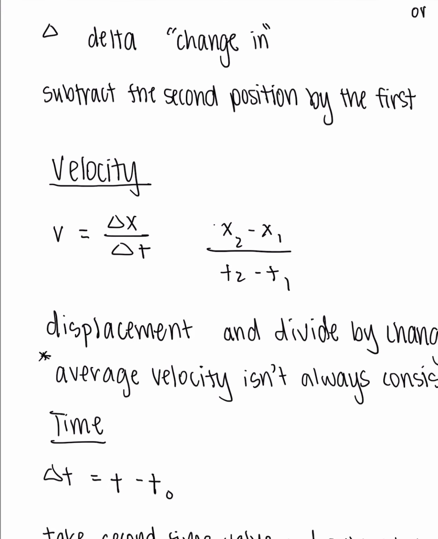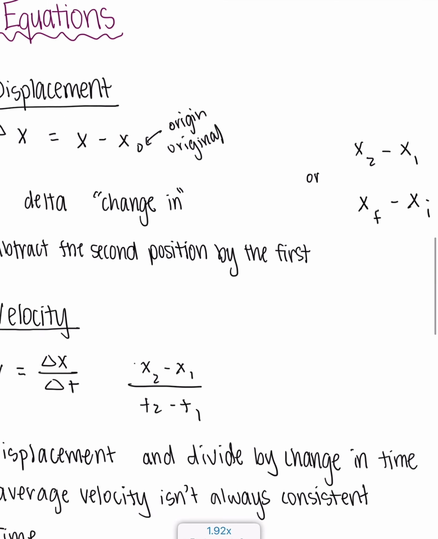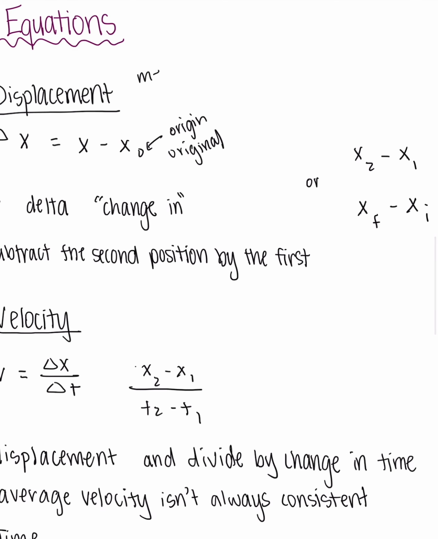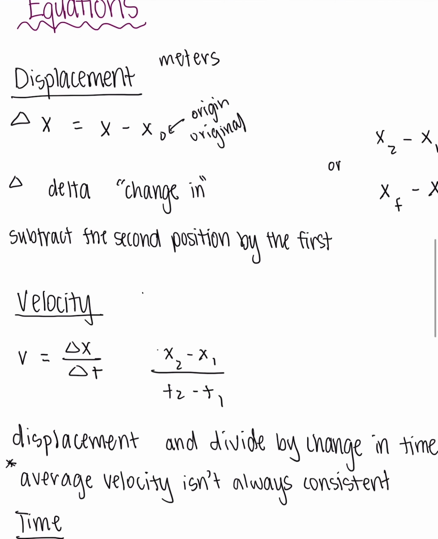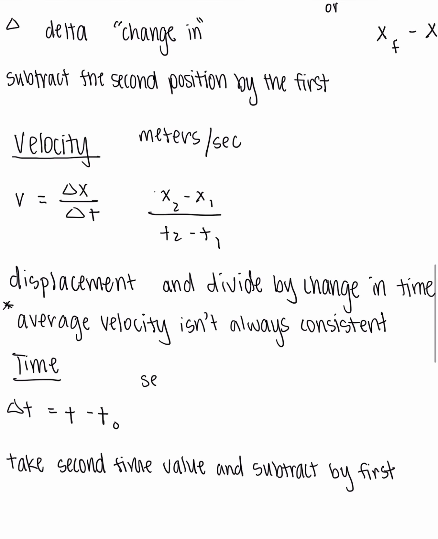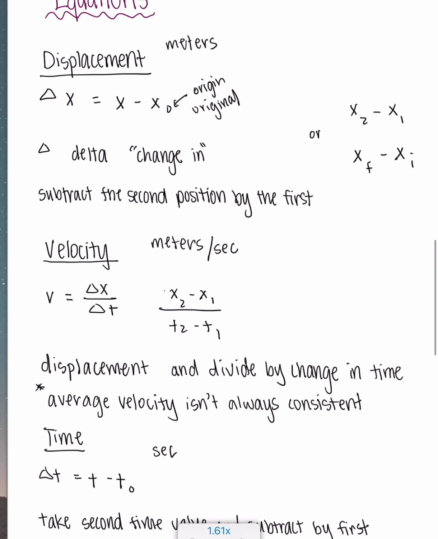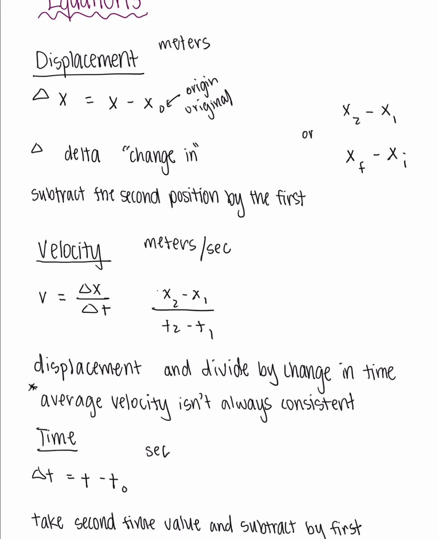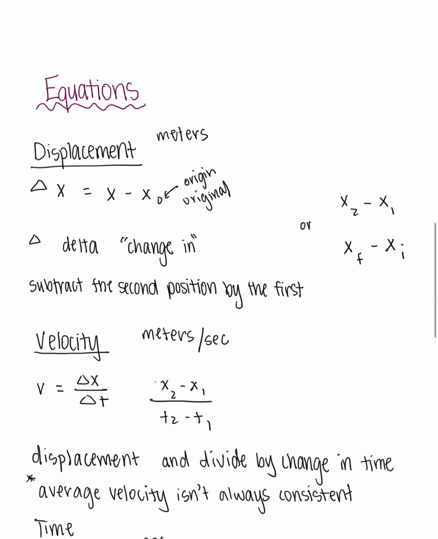Now, the units for displacement generally is meters. Units for velocity, meters per second. And then for time, it's just seconds. This makes sense because velocity is change in displacement over change in time, which would make meters per second make sense in terms of units.